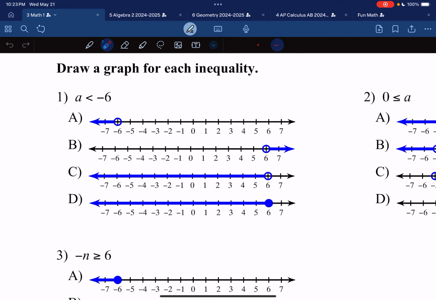Remember that whenever we have our variable on the left-hand side, this usually is an arrow that points the direction that you're going to be going. We're obviously going to be pointing to the left, which immediately eliminates option B. We also know that there's no equal to sign underneath, which means we have an open circle. This one is a closed circle. These three are open circles. That eliminates D because we have a closed circle.